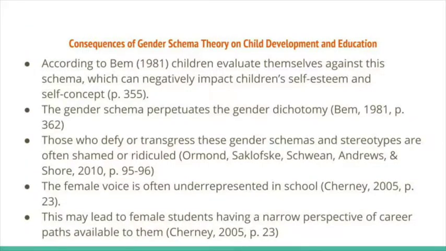Now let's talk about some of the consequences of gender schema theory on child development and education. According to Bem, children evaluate themselves against this schema, which can negatively impact children's self-esteem and self-concept. The gender schema perpetuates the gender dichotomy. Therefore, those who defy or transgress these gender schemas and stereotypes are often shamed or ridiculed. Furthermore, the female voice is often underrepresented in schools. Consequently, this may lead to female students having a narrow perspective of career paths available to them.